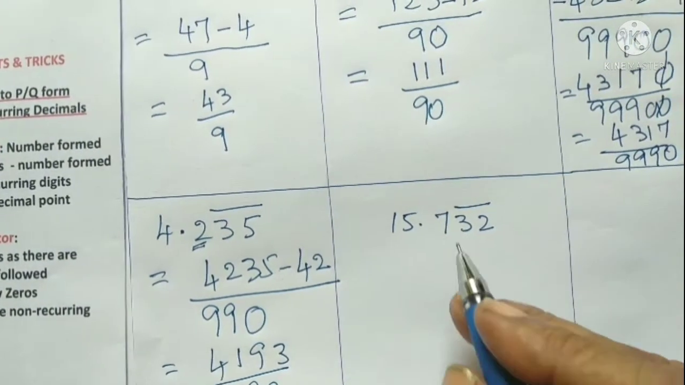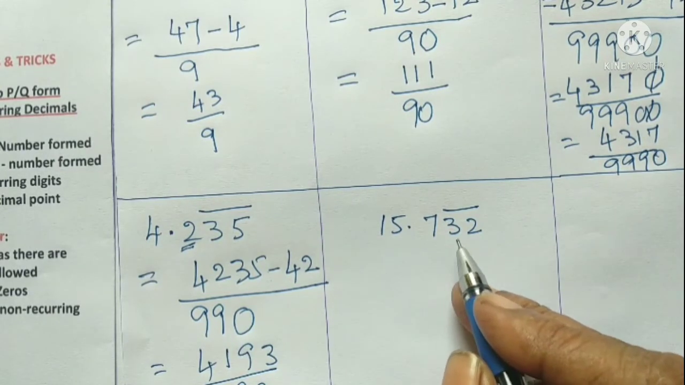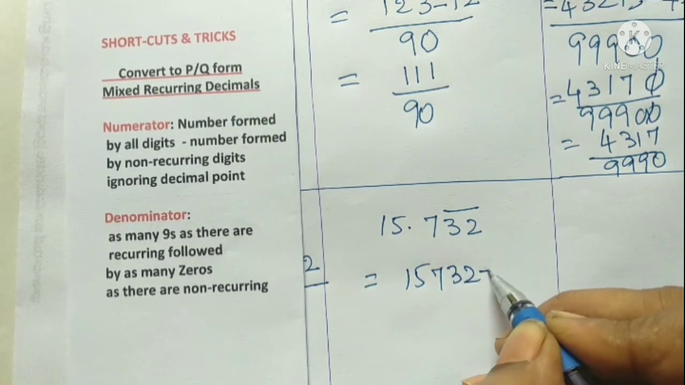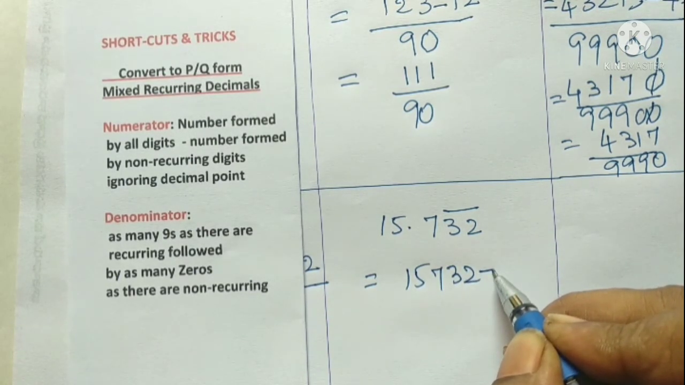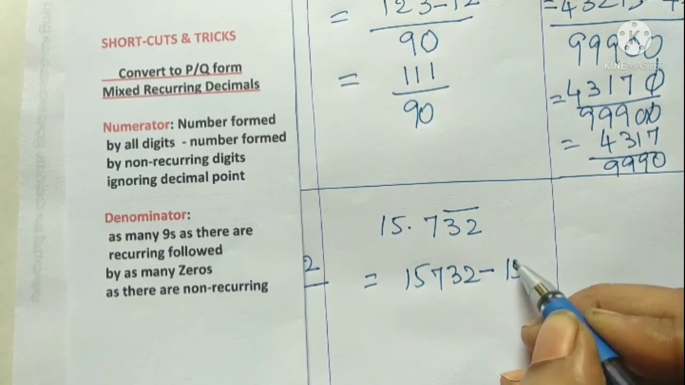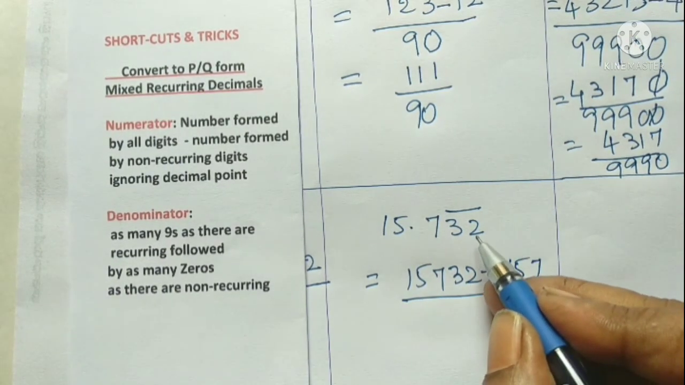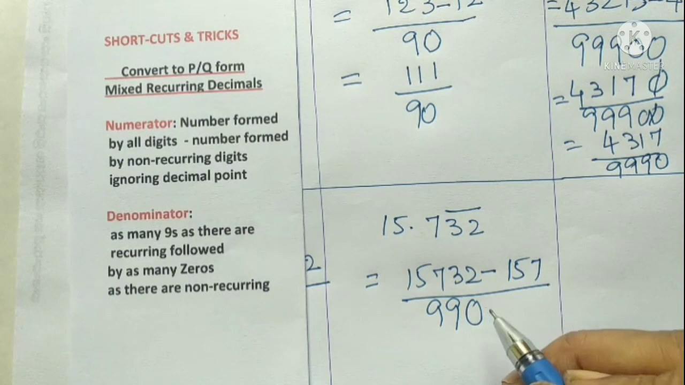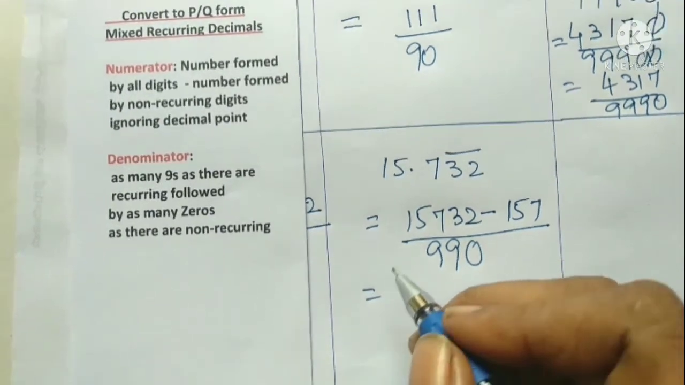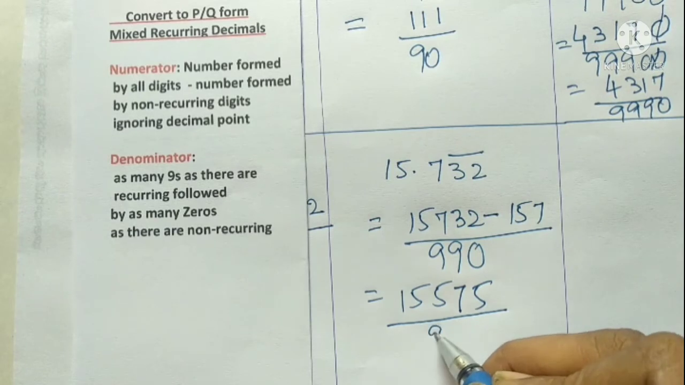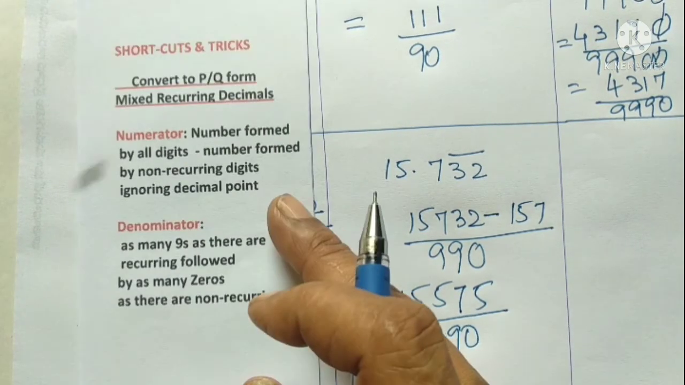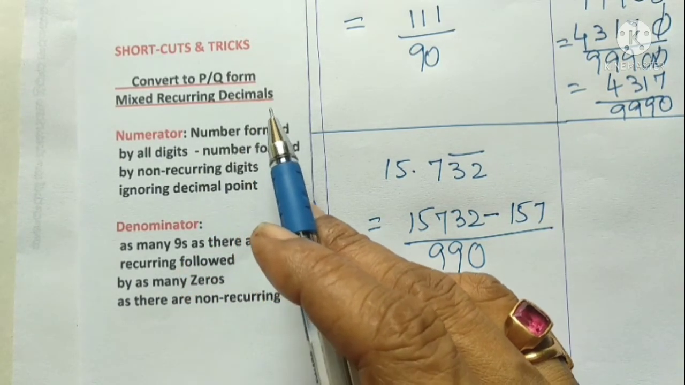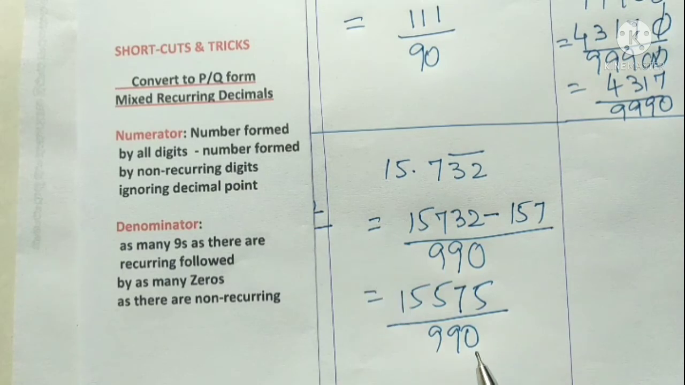Take another example, 15.732 bar. The number formed by all the digits means 15732 minus non-recurring digits 157, by, 32 is recurring, so 2 nines. 7 is non-recurring, so one 0. Then the answer will be 15575 by 990. So click. Then it will be very easy for us to convert a mixed recurring decimal into p by q form. Thank you.